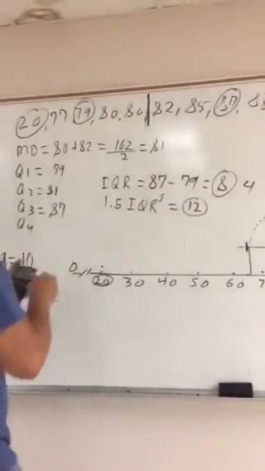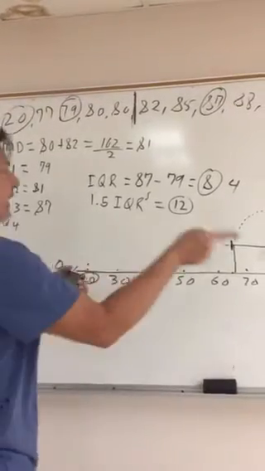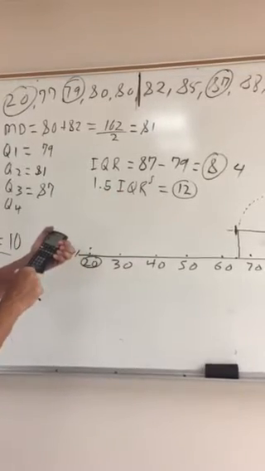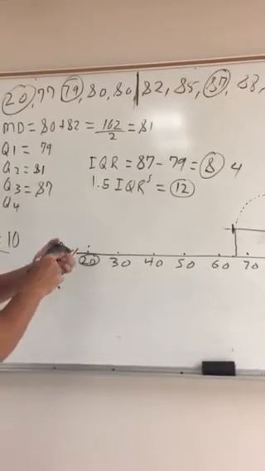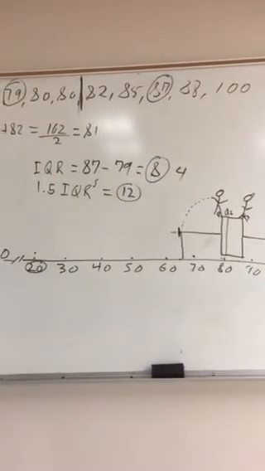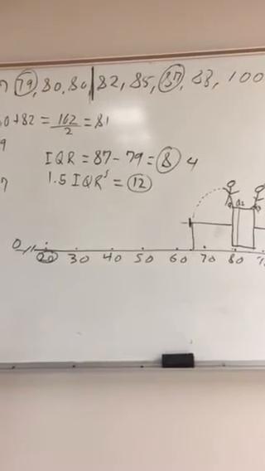I can see that Q3 is 87. So I've got 87, and I'm going to add this time my 1.5 IQRs, which is 12, and that gives me a value of 99. So actually, according to this, I'm going to have another outlier. So let me recalculate it just to make sure that I'm correct.